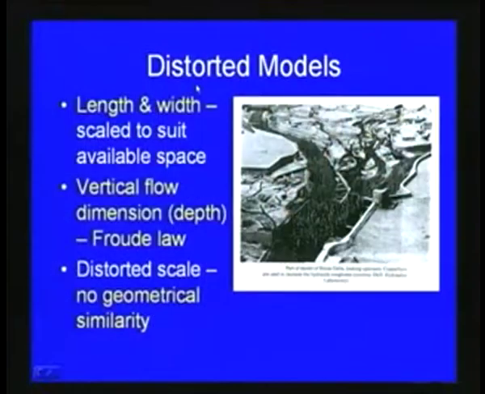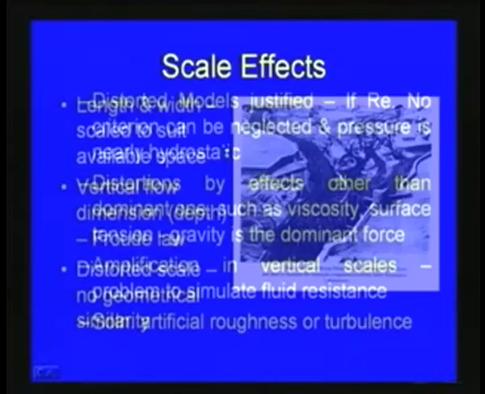Here again, in the case of a distorted model, length and width are generally scaled to suit the available space. So, if you consider a river model or an estuary model, the length and width will be scaled to suit the available space, but the vertical flow dimensions, especially depth, are considered. Generally the gravitational effect is more important and fluid flow similarity is met. So, we will be making a distortion or we may not be able to meet the vertical flow scale. So, a distorted scale is used. Finally, no geometrical similarity is achieved and then it becomes a distorted model.